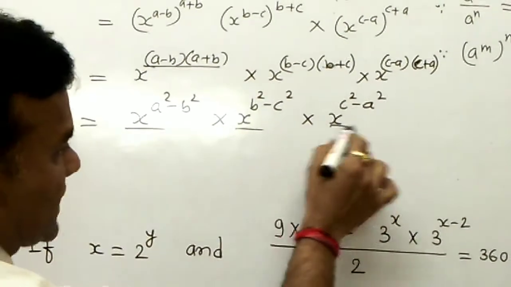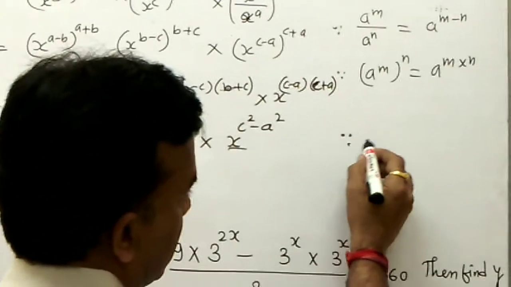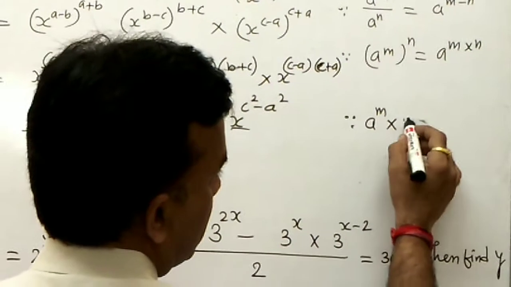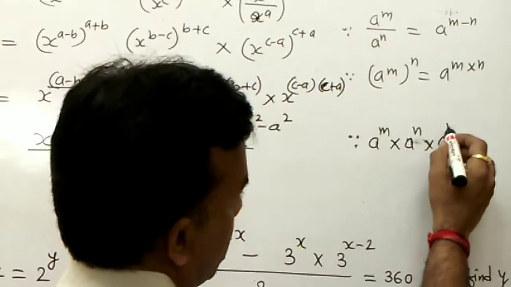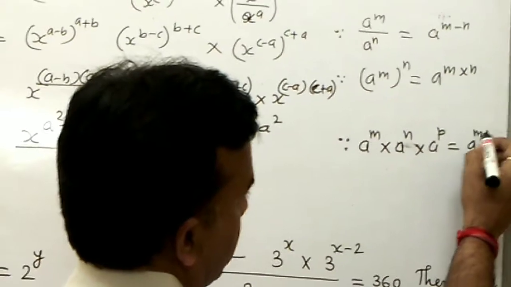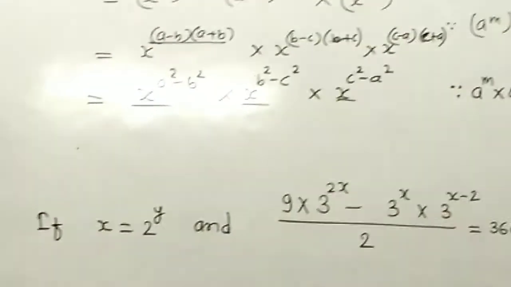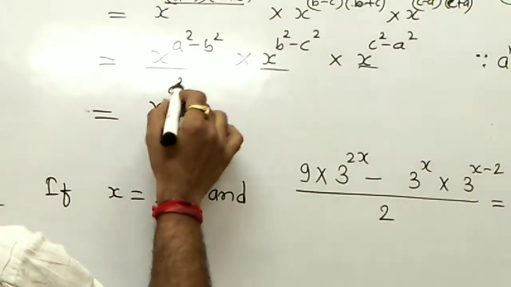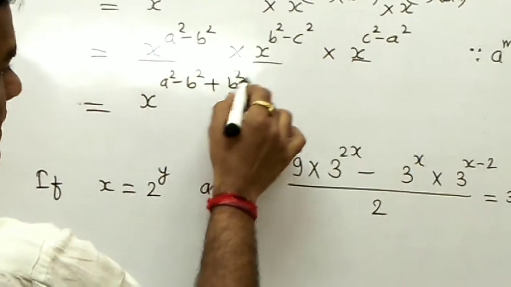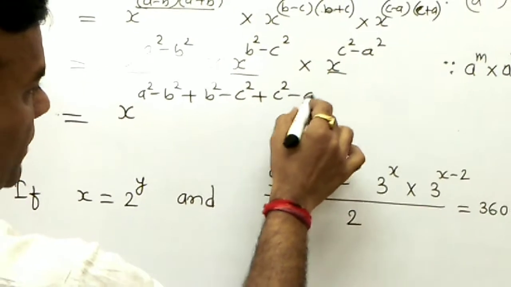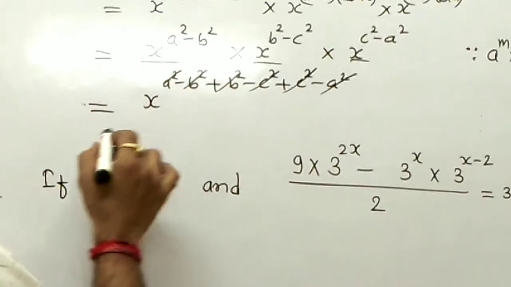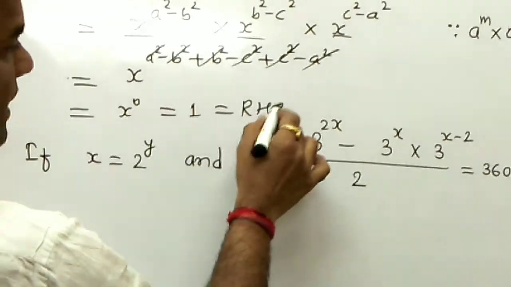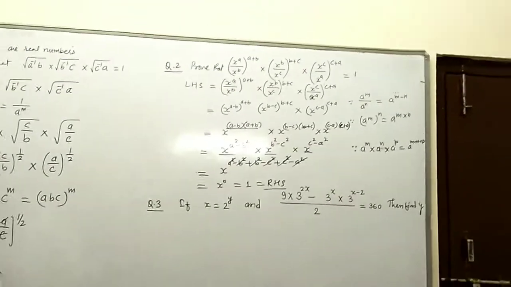Now all bases are the same. Now use the third concept: a to the power m, a to the power n, and a to the power p, suppose, then a to the power m plus n plus p. All powers are added because your bases are the same, and then here x to the power a square minus b square plus b square minus c square plus c square minus a square. All terms cancel out. You have x to the power 0, and that is 1. So this is the right hand side. We got the answer. So now here we have very easy questions.